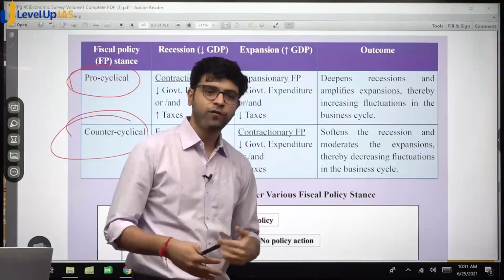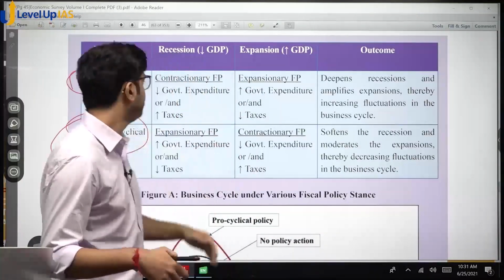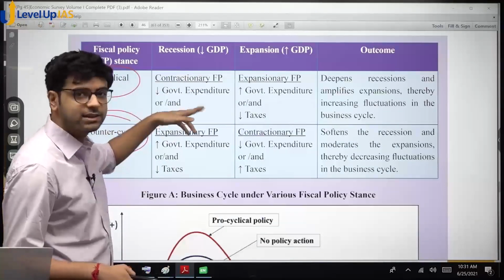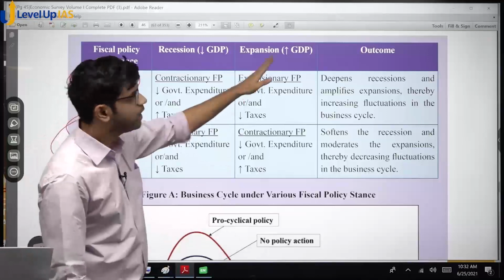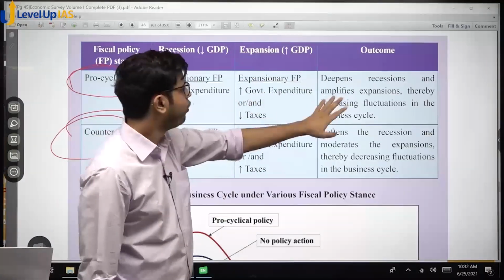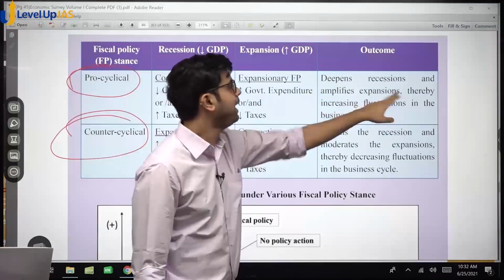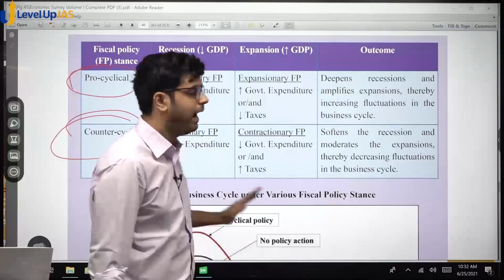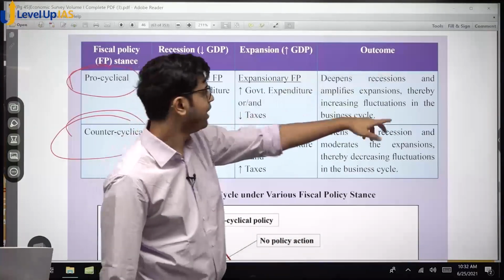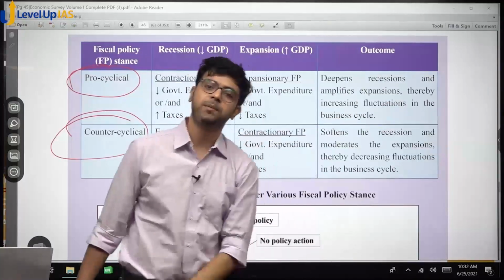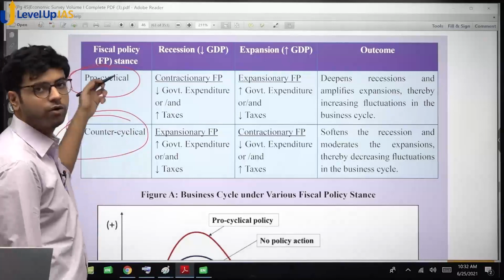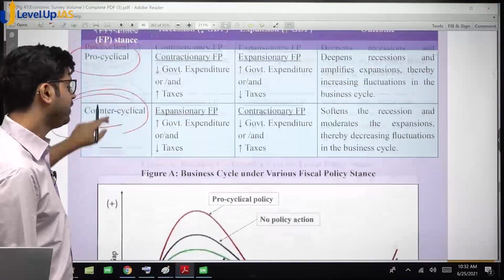The opposite if we follow pro-cyclical policy: if it is going down, you will increase taxes and pull it more down. If it is going up, you will pull it more up. What will happen? Deepen the recession and amplify expansions. Recession will go down, it will deepen, and expansion will go up, it will amplify, thereby increasing fluctuations in the business cycle. So what do we follow? We follow a counter-cyclical policy. We don't follow a pro-cyclical policy. Do you agree with this?